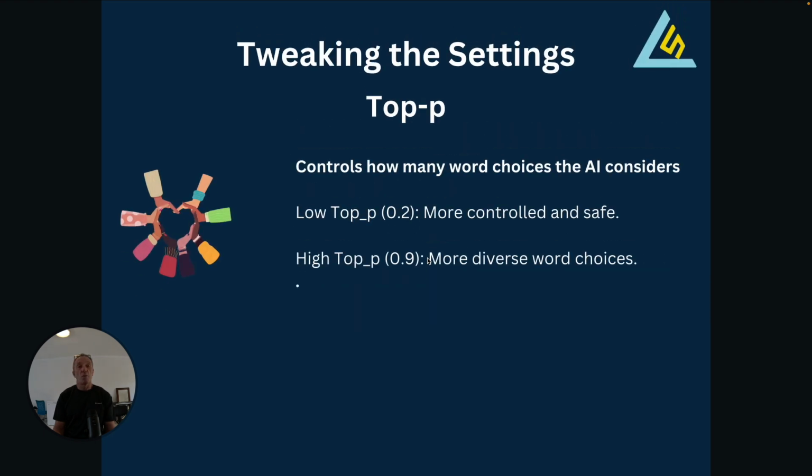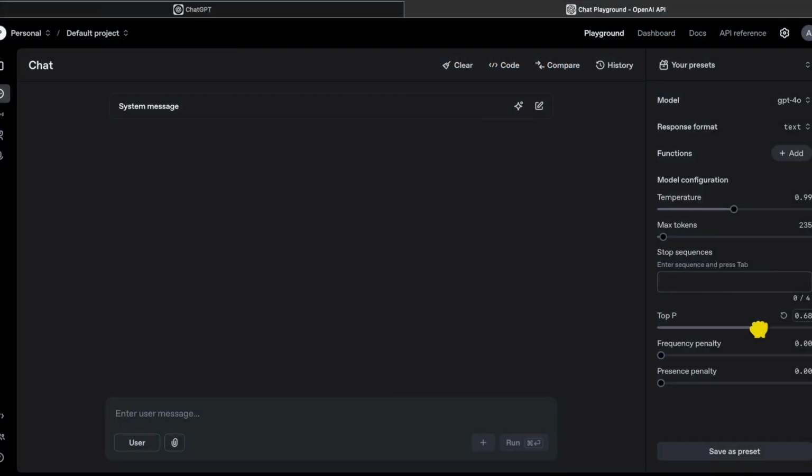We've also got top P. So top P controls how many word choices the AI considers. So if we lower the top P, it's more controlled and safe. And if we bring it up, the words are a little bit more diverse.